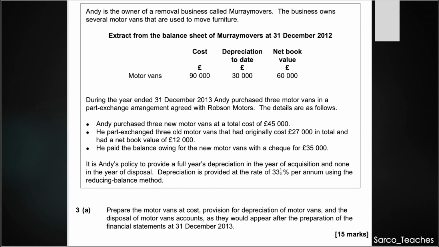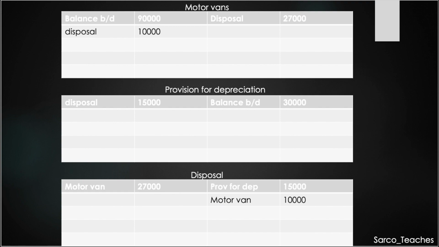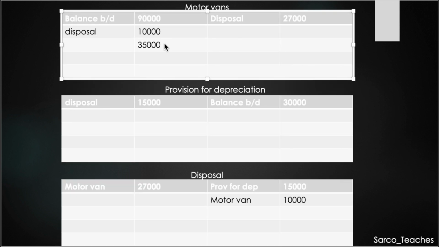We haven't made a bank account, but I'll make it anyway so you just know what our double entry is. Every transaction has a double entry. So if you do something to disposal, you have to do something to something else. But this question doesn't ask for the bank anyways, but I'll make it just so you understand what's going on. So we write 35,000 on the credit side of the bank and 35,000 on the debit side of motor vans.